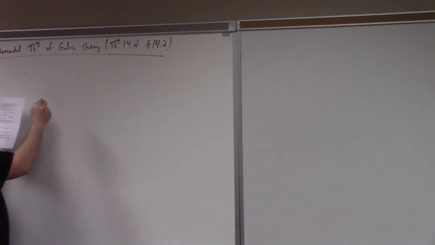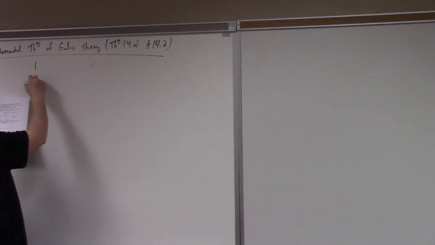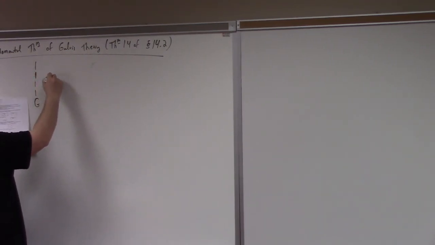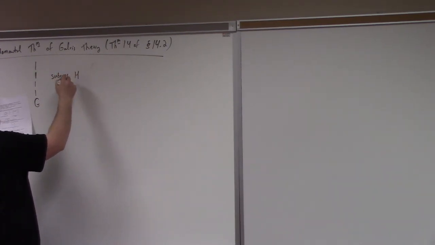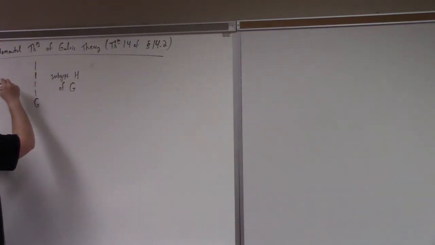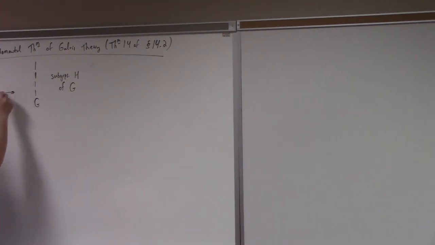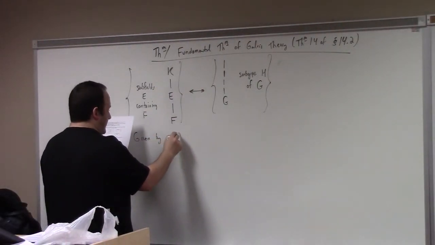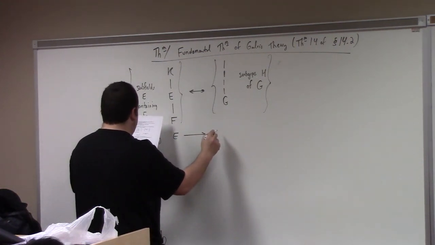And let's see here. So basically, we have this interplay between subfields, right? E containing F. And subgroups. Let me make it closer. I'm going to try to fit it all in here somehow. Let's see here. Subgroups H of G, right? Given by, so we take E, and it maps to the what? Elements of G fixing E.